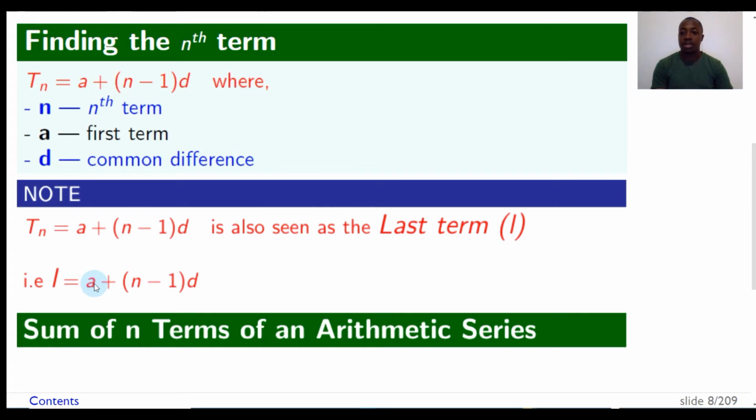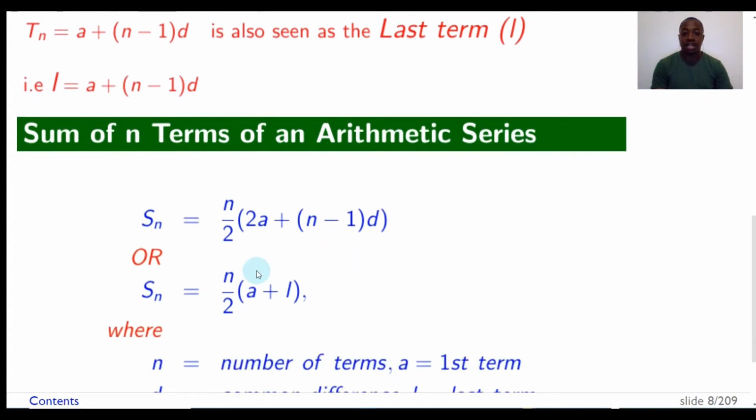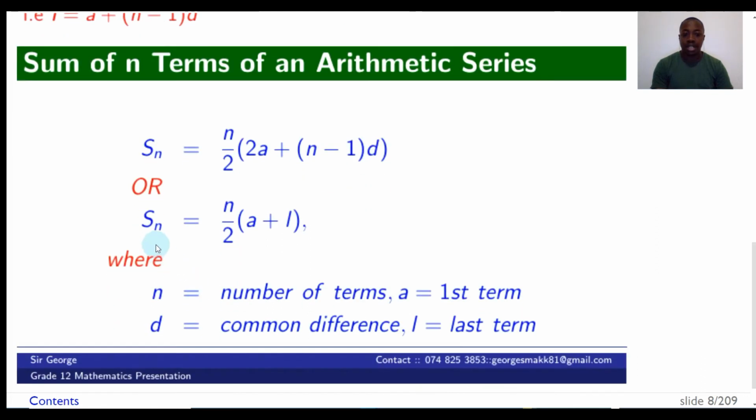Now, I brought up this knowledge because of the formulas that are needed on something special you need to understand also about arithmetic series. So far we have known how to find the nth term, but we said in arithmetic series we are dealing with the addition or the summing up of terms of a sequence. Now, how do you sum up n terms of an arithmetic series? There are two formulas. The first one, Sn equals n over 2 open bracket 2a plus (n minus 1)d, or the second one, Sn equals n over 2 (a plus l).